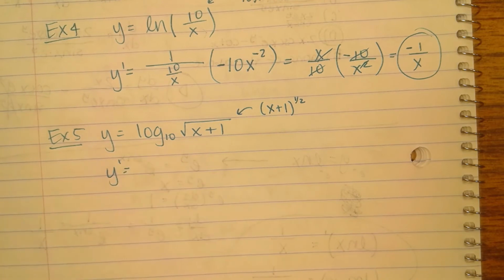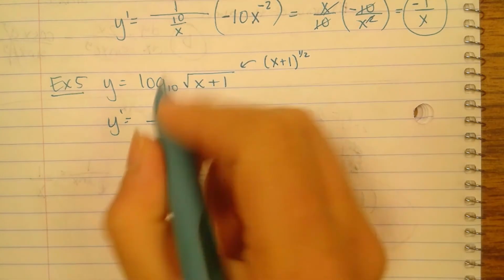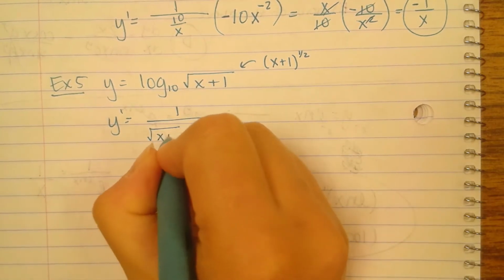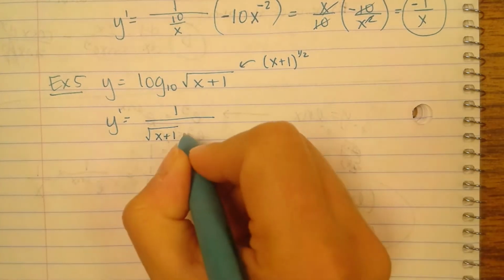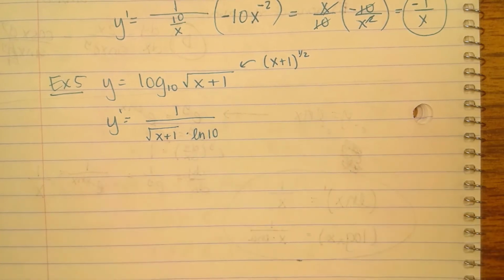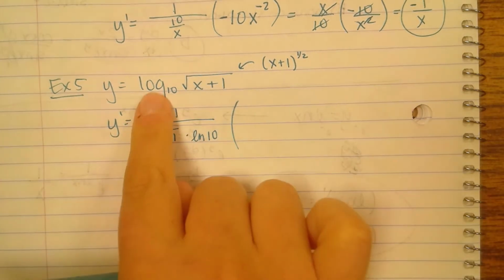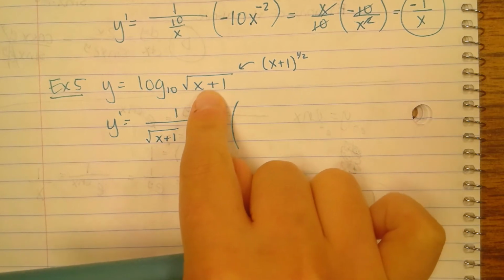So the derivative of log base 10 is 1 over whatever the argument is, which is x plus the square root of x plus 1, times the natural log of 10, or divided by the natural log of 10, however you want to say that. That appears in the denominator. All of that is the derivative of just the log part, so now we have to take the derivative of the inside function with chain rule.